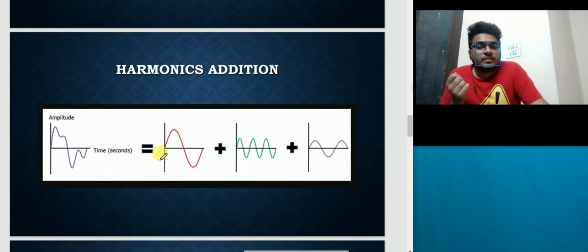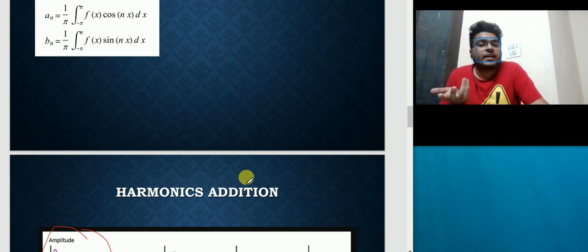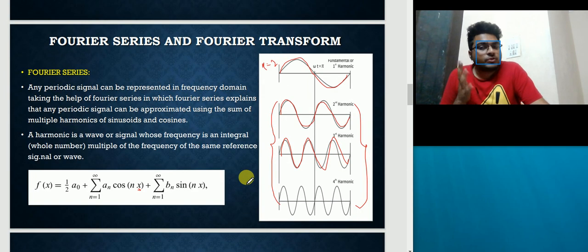So if you see this, there is one harmonic, this is 2 harmonics, and some other harmonics. If I add all of these things, we are getting another signal. Now this signal is the combination of all these signals. But how many harmonics do you need to take? It only depends on how many harmonics you take and try, so that the approximation error goes down.